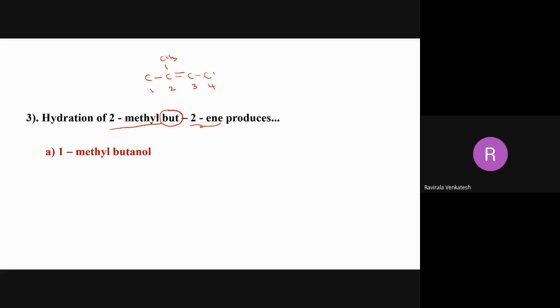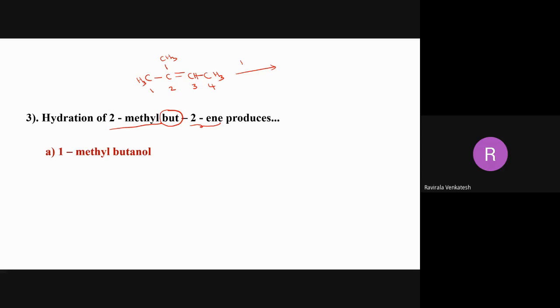After that, put the remaining hydrogens. 3 hydrogens here. Here how many? Only 1 hydrogen is required. Here no hydrogens are required because 4 bonds are there. Put here 3 hydrogens. Now this is the structure of what? 2-methyl-2-butene, right? Now here we are doing what?